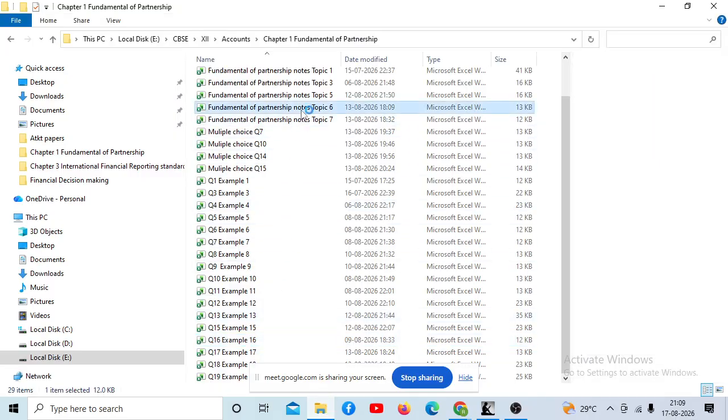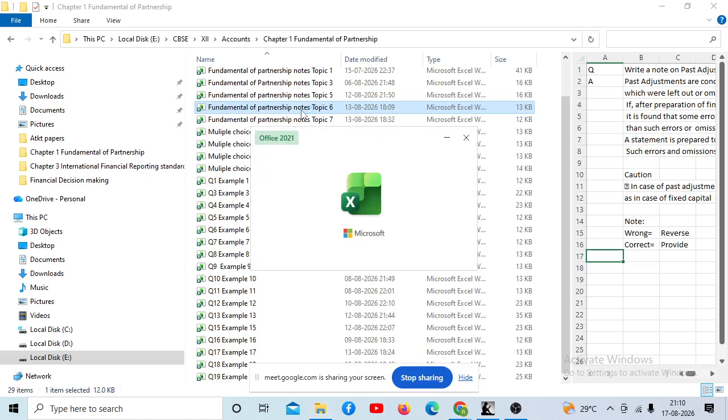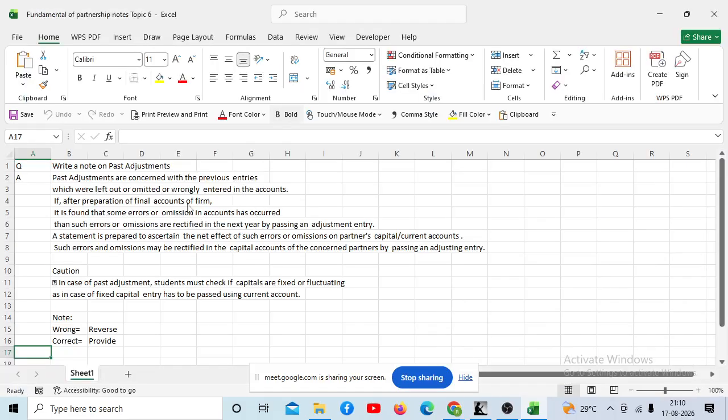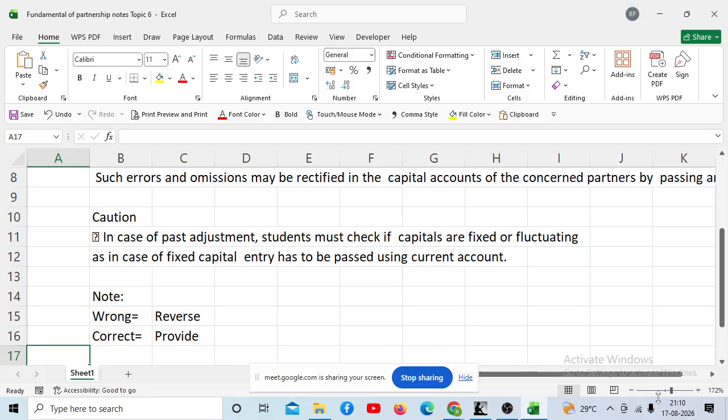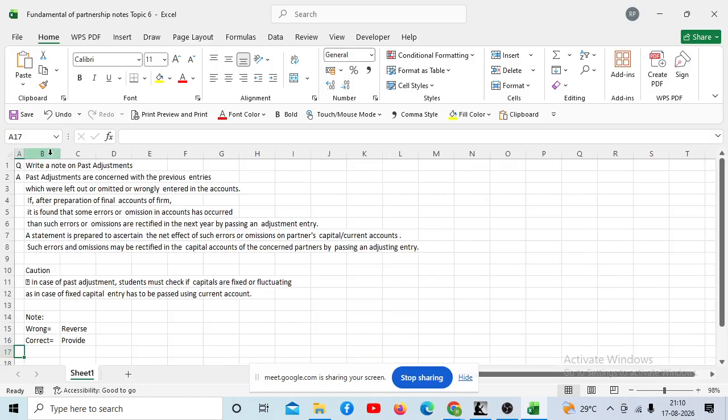Topic number 6. Okay, so just write this question in your book. Write a note on past adjustment.